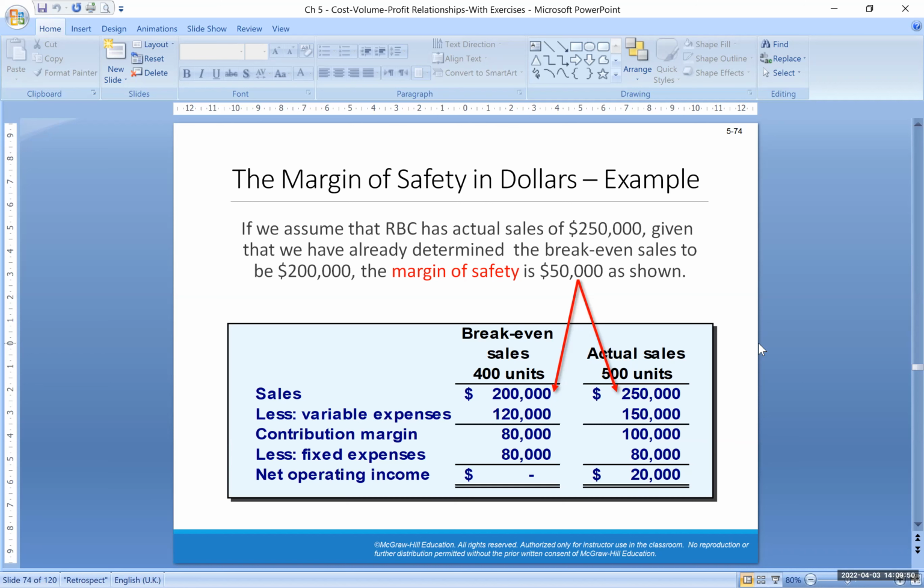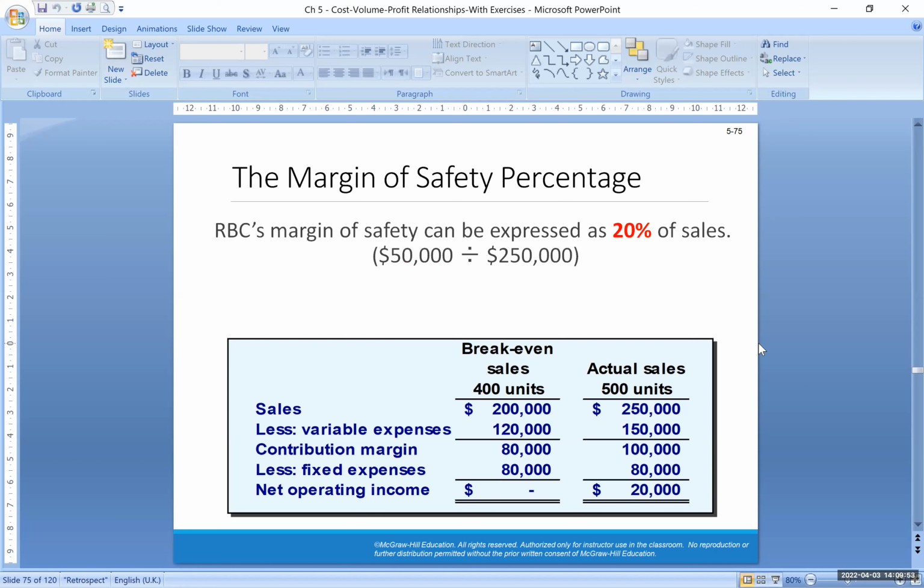The company's margin of safety can also be expressed as a percentage. As a percentage, the margin of safety is equal to what? Margin of safety divided by the actual sales. Margin of safety is $50,000. The actual sales were $250,000. So the margin of safety as a percentage will be 20%.